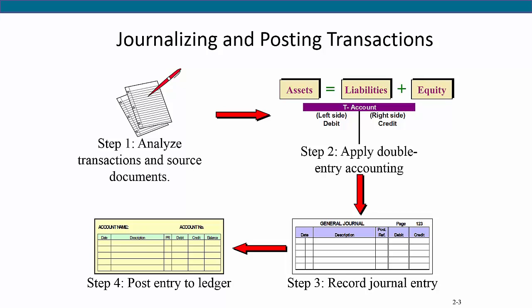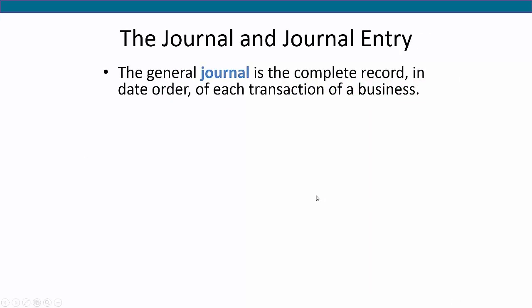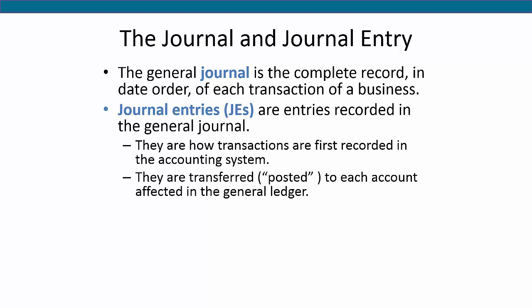So let's review what a journal and a journal entry are. The general journal is a complete record in date order of each transaction of a business. Journal entries are entries recorded in the general journal using debits and credits to describe what happened in a transaction. They are how transactions are first recorded in the accounting system.